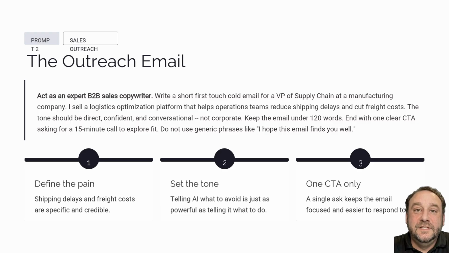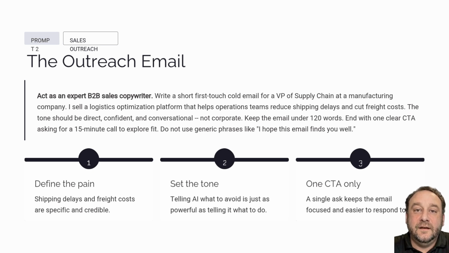The second prompt is designed to generate a first touch outreach email. The goal here is not just to ask AI to write a sales email. That would be too vague. Instead, you want to give it a simple but clear structure. A strong outreach prompt tells the AI what you sell, the problem you help solve, the type of buyer you are reaching out to, the tone you want, and the one action you want the recipient to take. That last piece matters a lot. A single clear call to action makes the result feel much more usable.